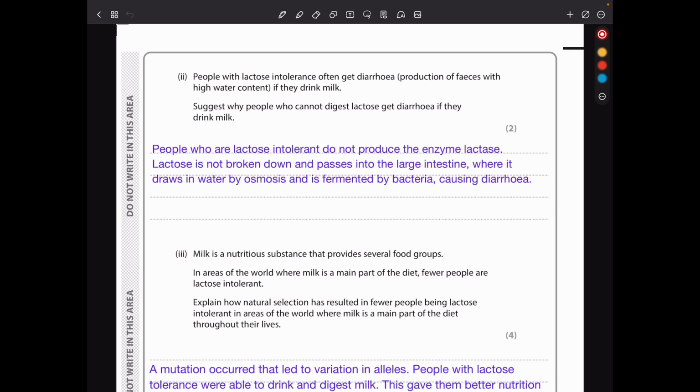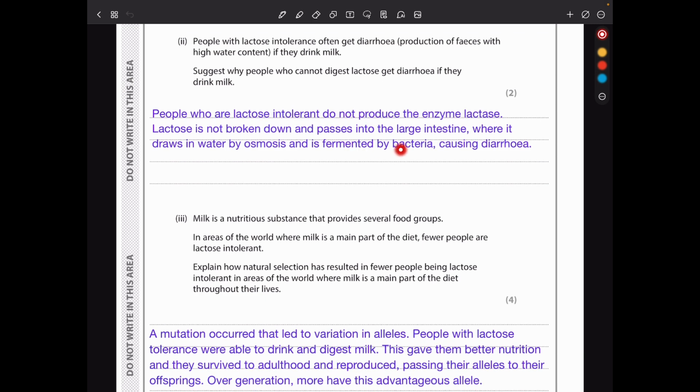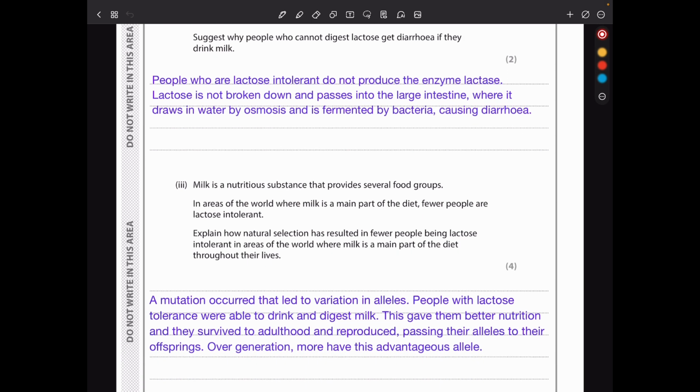So I said people who are lactose intolerant do not produce the enzyme lactase. So lactose is not broken down and passes into the large intestine, where it draws in water by osmosis and is fermented by bacteria, causing diarrhea. This is if the bacteria can use the lactose from the colon.